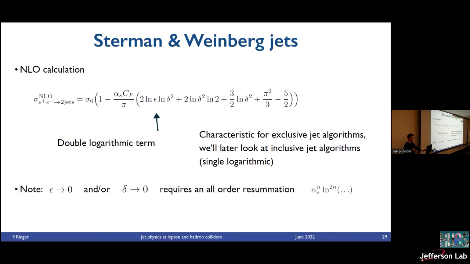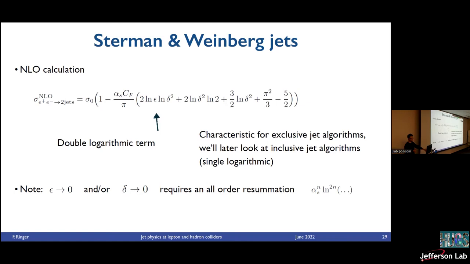In this case, I choose the algorithm from George Sterman and Steven Weinberg, and I choose these parameters. But I could make a different choice. That's a really important aspect of jets: there's no unique definition to say what it is, but there are definitions that I can choose to my advantage. In the end, what matters is that I can do a perturbative calculation and compare that one-to-one to experimental measurements, but there's no unique answer to this.